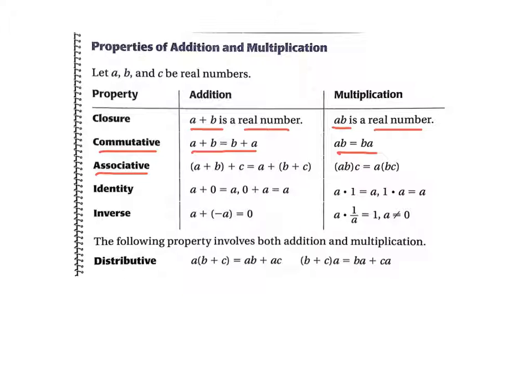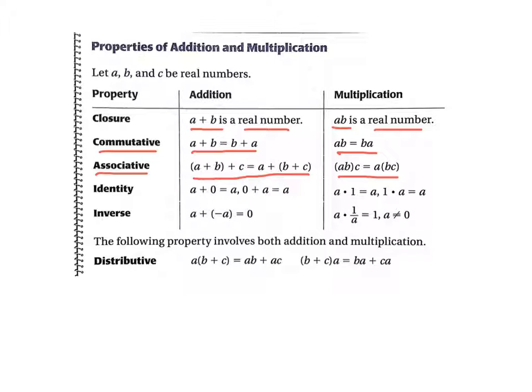Associative property of addition says it doesn't matter how you group your numbers. If it's all addition, you can group them any way you want to. You get the same result. Doesn't matter how you group your parentheses. Same thing is true for multiplication. Doesn't matter how you group them. That comes straight from multiplication and commutative property, because that's just another way of saying that the order doesn't matter.